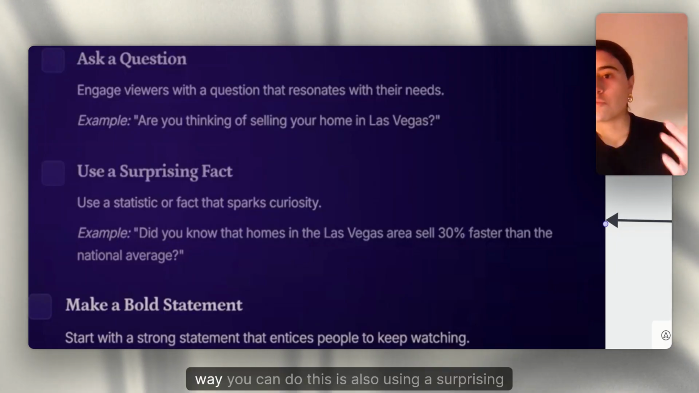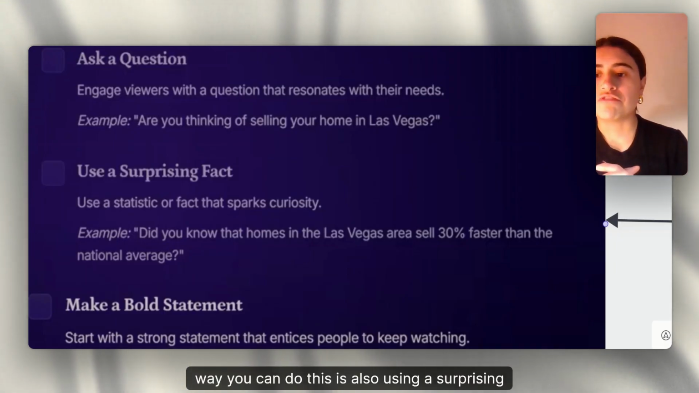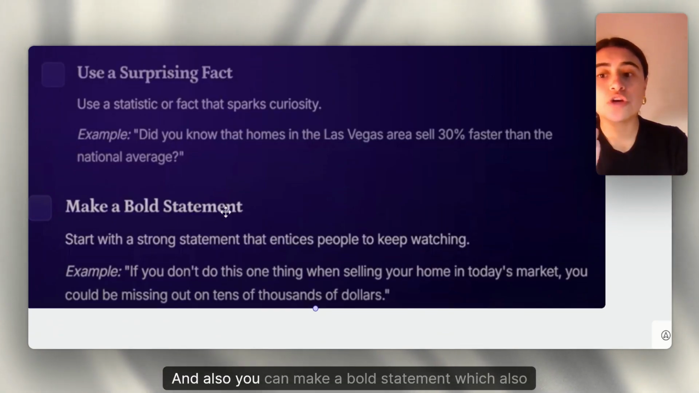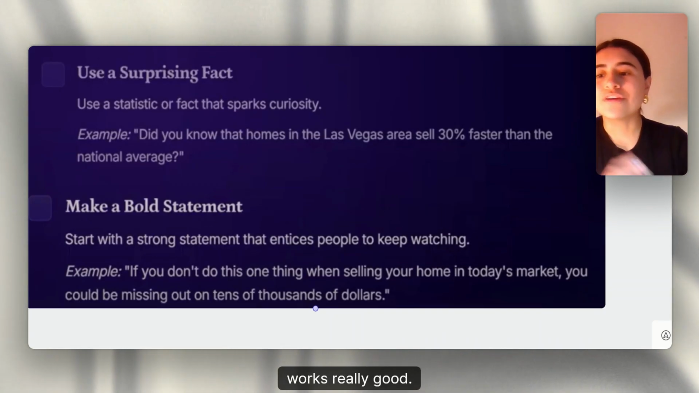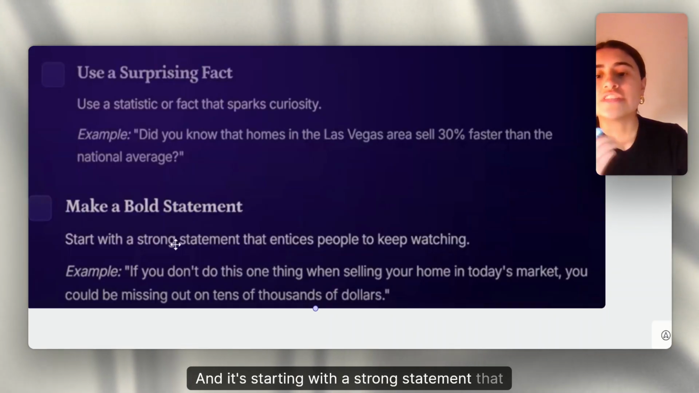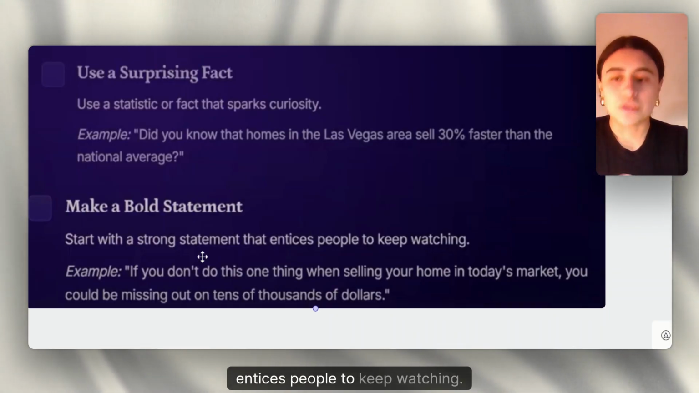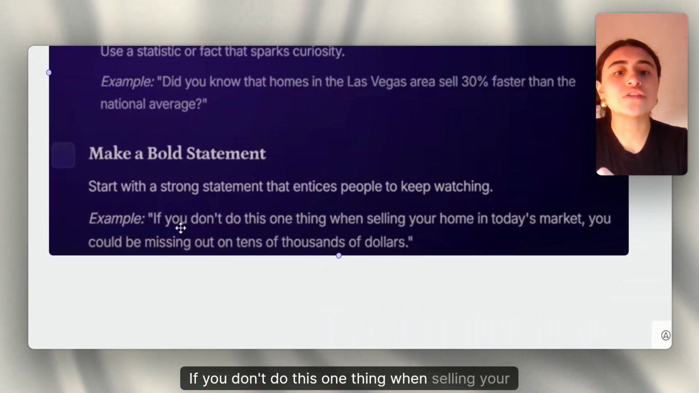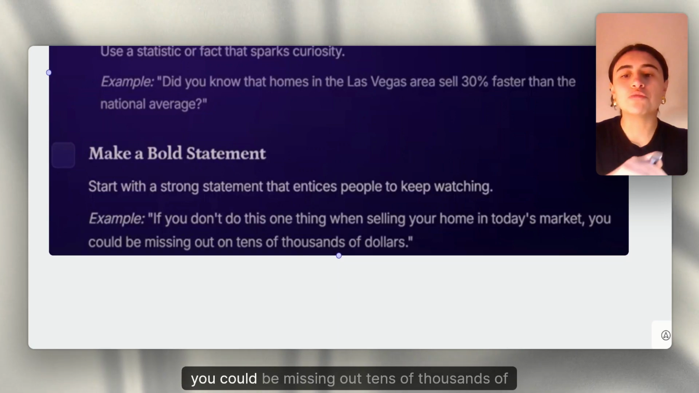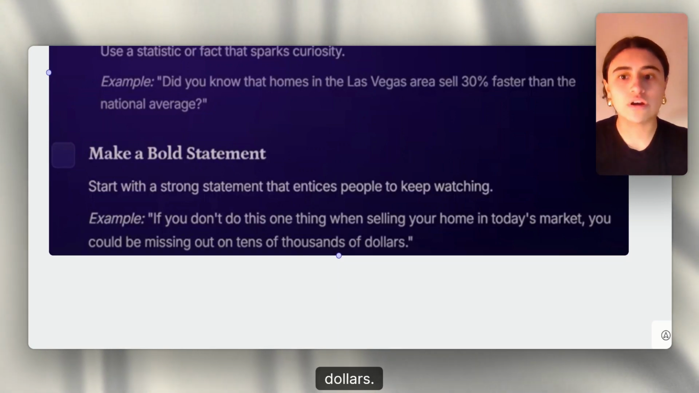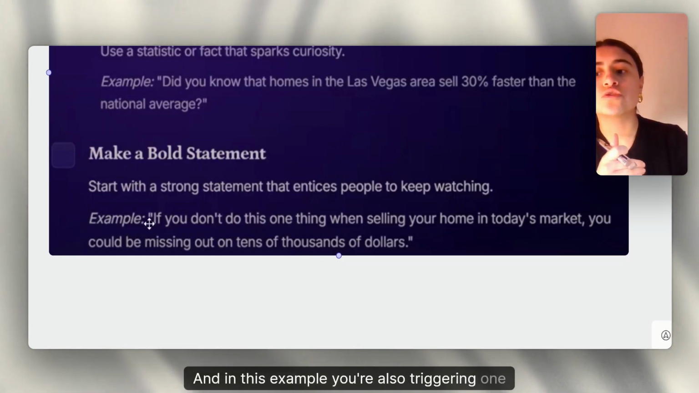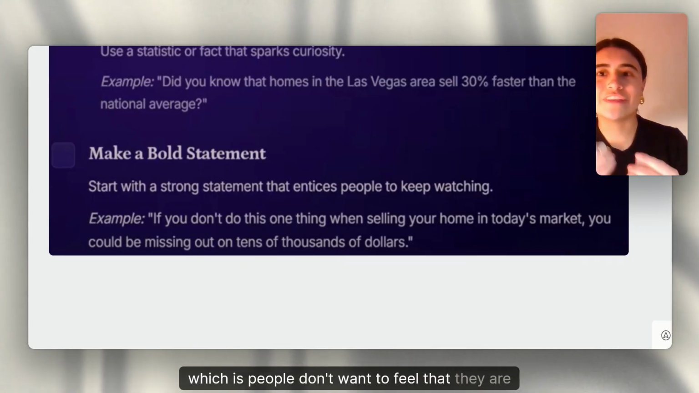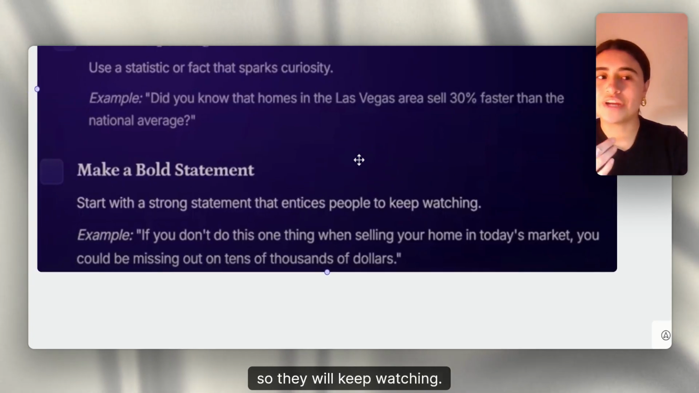The second way you can do this is also using a surprising fact. So this is going to be something that just intrigues your prospect. And also you can make a bold statement, which is also really good, and it's starting with a strong statement that entices people to keep watching. So you have the example over here: if you don't do this one thing when selling your home in today's market, you could be missing out on tens of thousands of dollars. And in this example, you are also triggering the FOMO bias, which is that people don't want to feel that they're missing out on something, so they will keep watching, right?